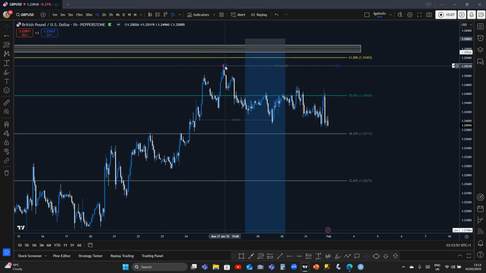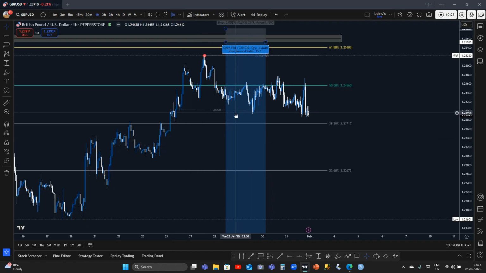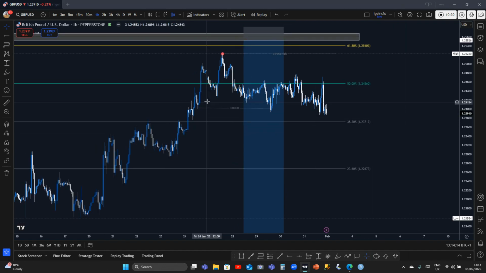Now, on Monday, on the 27th, price gave us a high here. It created a high. Then the next thing we saw was price coming down, and it gave us what we call change of character. How do we know that change of character has occurred? Because this level here is the last support level that broke this structure to the upside before it gave us a high.